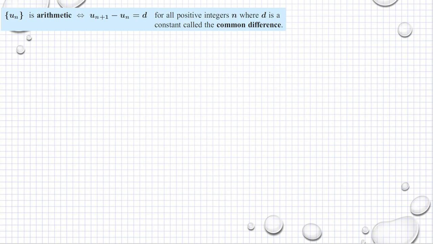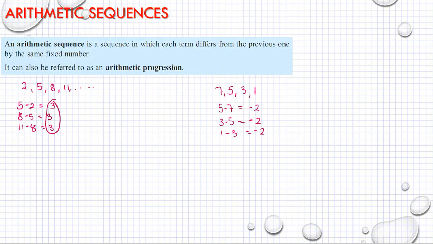A definition: u sub n is arithmetic if and only if u sub n plus 1 minus u sub n, or the second term minus the first term, or the third term minus the second term, is equal to d for all positive integers, where d is a constant called the common difference. So our d here is the common difference. Going back here, this is our d. This is our d.